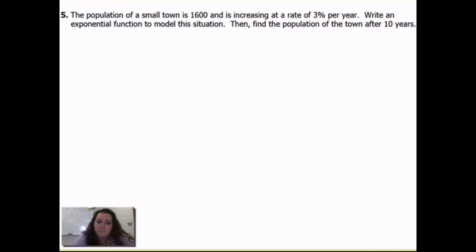$225,543.04. The population of a small town is 1,600, and it's increasing at a rate of 3% per year.